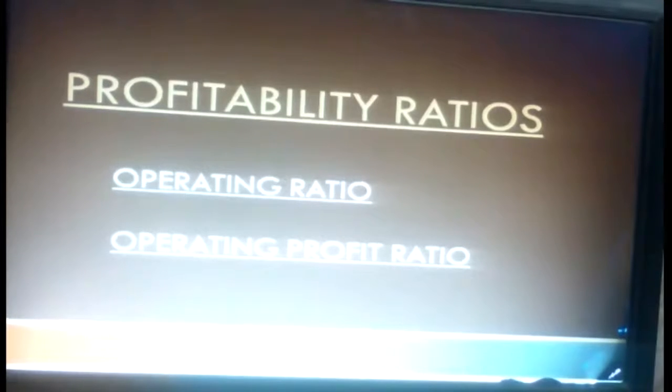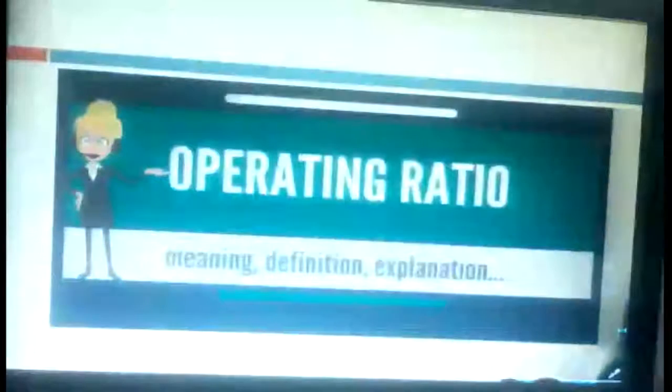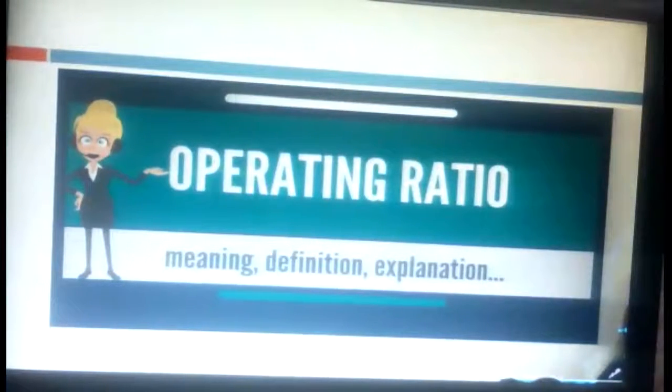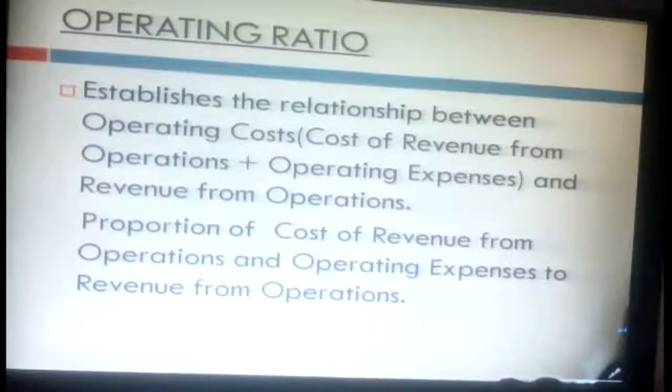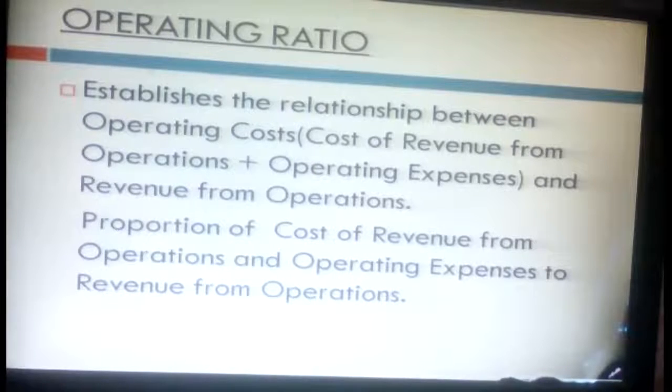So today we are going to discuss the last two ratios of profitability ratio: operating ratio and operating profit ratio. Here we are going to discuss first what is the operating ratio, the meaning, definition and explanation. The operating ratio establishes the relationship between operating costs, that is cost of revenue from operations and operating expenses, and revenue from operations. So these all are together here. The cost of revenue from operations and operating expenses together, we will discuss about operating ratio. It is the proportion of cost of revenue from operations and operating expenses to revenue from operations.